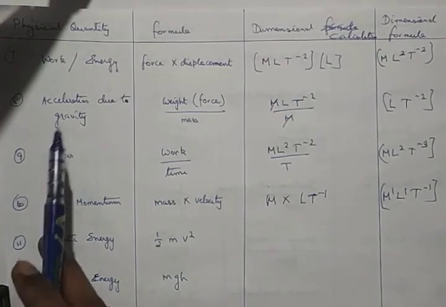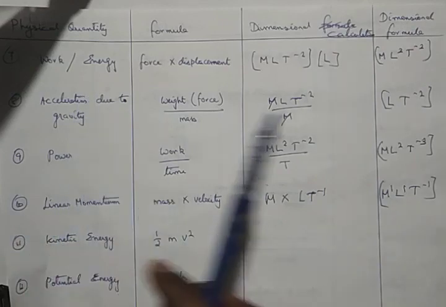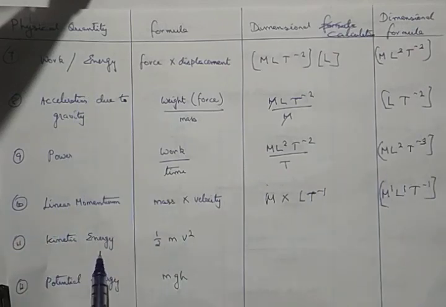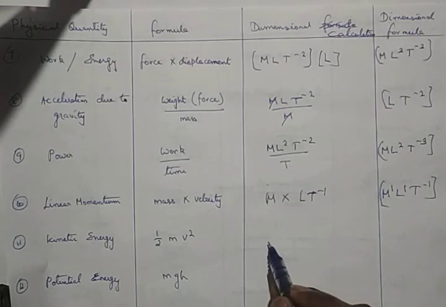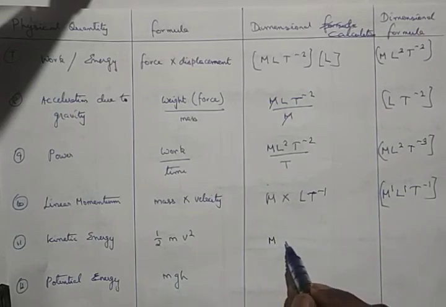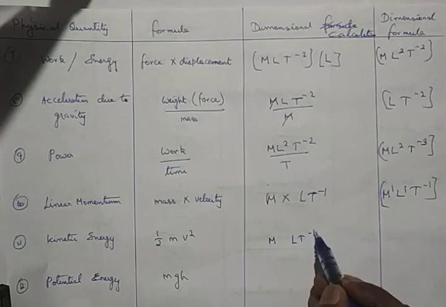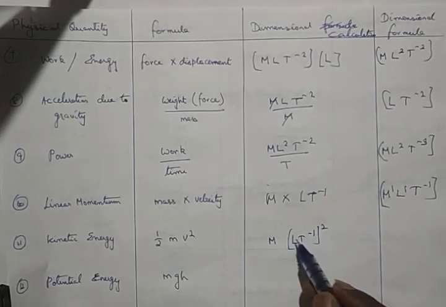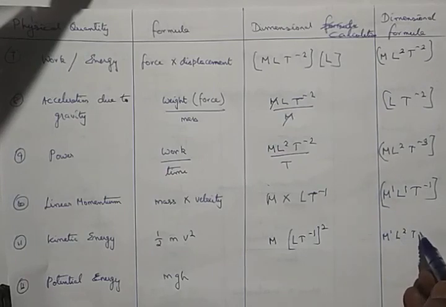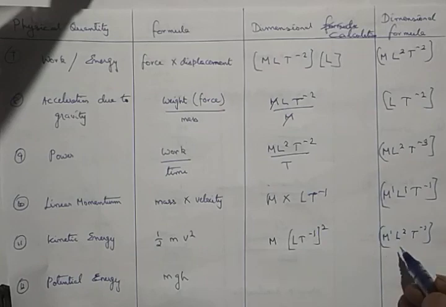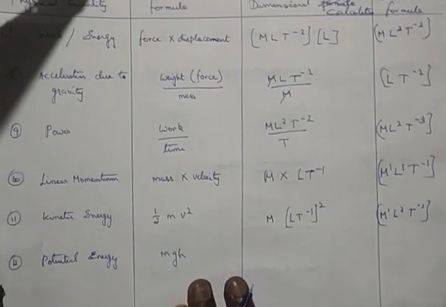Kinetic energy and potential energy. Now the energy is a formula we have already seen. If that is the dimension formula for energy, this also is energy. It should have the same dimension but a different formula. Earlier it was force into displacement, but here it is half mv square. The constant called half doesn't have any dimension. Now we have only mass then, mass into velocity square, we know it is LT minus 1, the whole square. So put this 2 inside, so M1 L2 T minus 2. That is the dimension formula for kinetic energy.